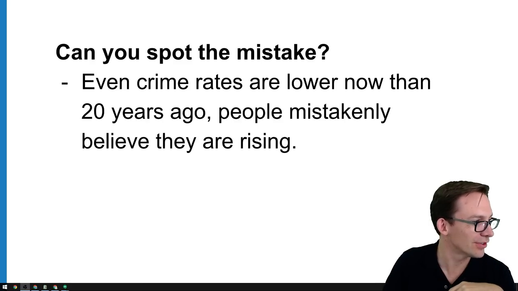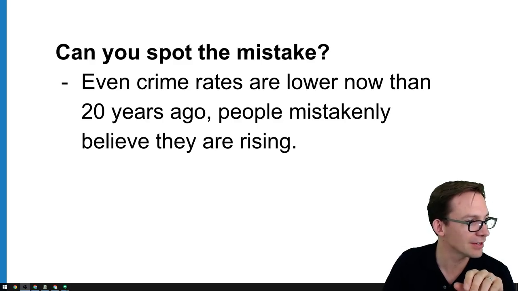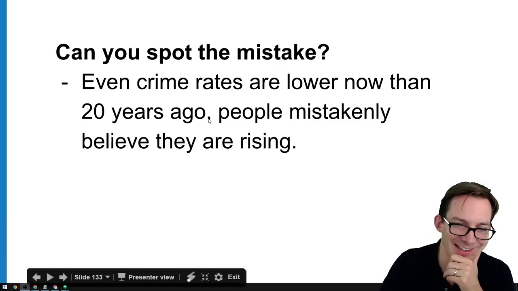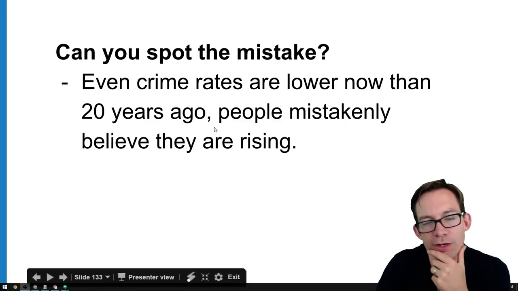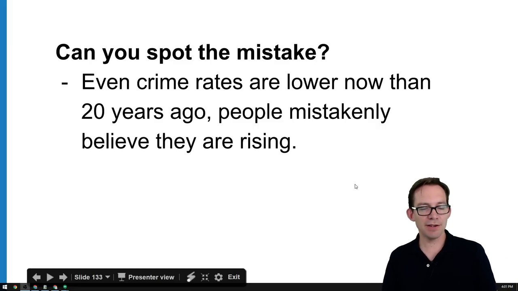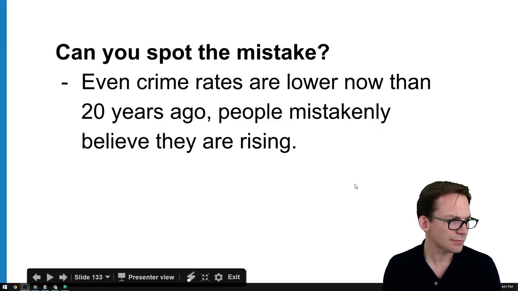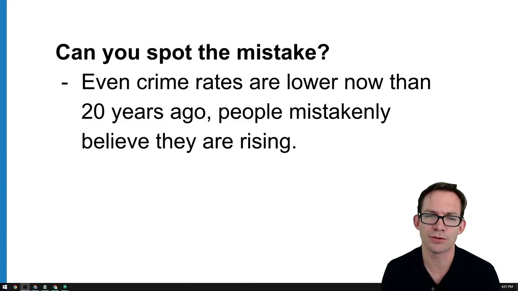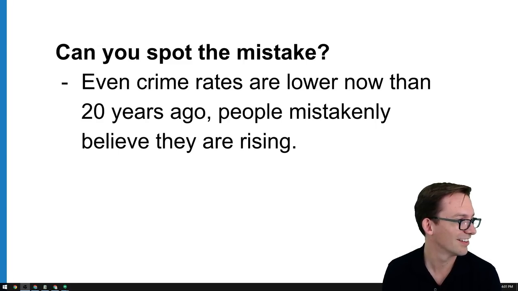Okay. Interesting. Now I'm going a little bit fast here. Some people are saying that this comma is a mistake, and I guess it could be. This could be a comma splice. You could be saying that even crime rates are lower now than 20 years ago, and then semicolon, people mistakenly believe they're rising. Yeah, but if I put a semicolon there, guys, this sentence would still look kind of weird, right? Even crime rates are lower now than 20 years ago, people mistakenly believe they're rising.